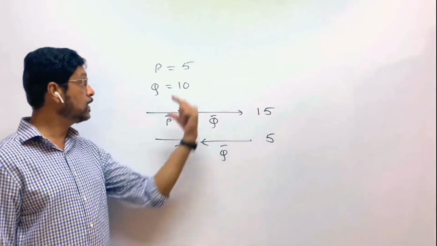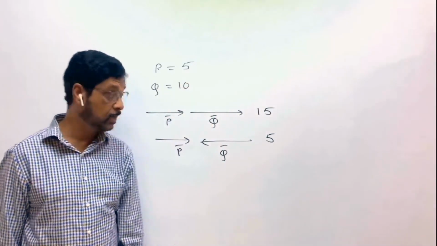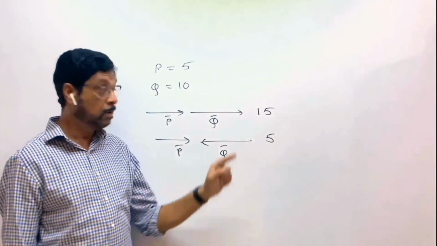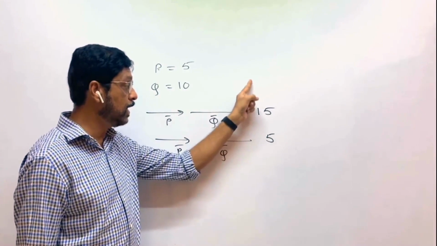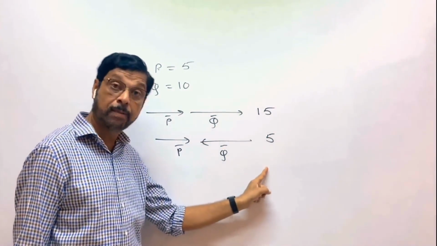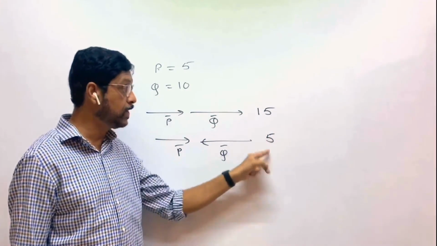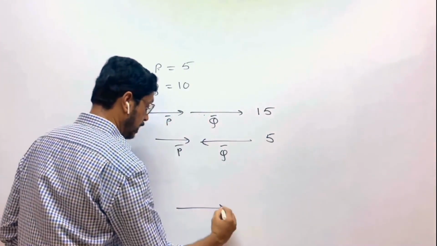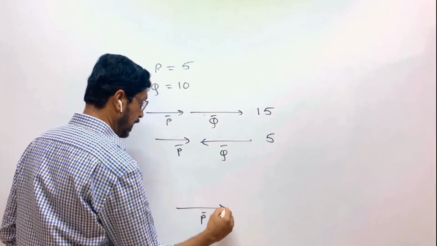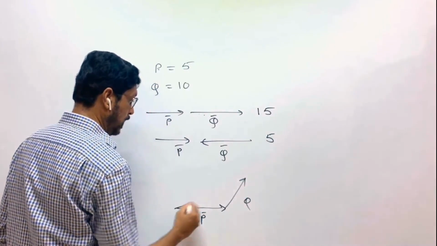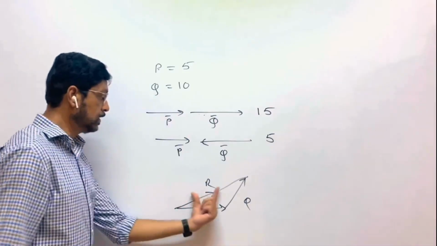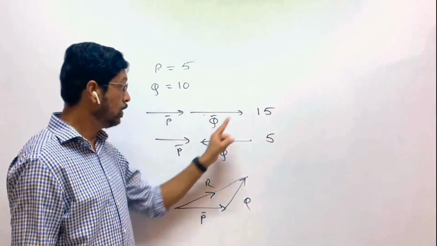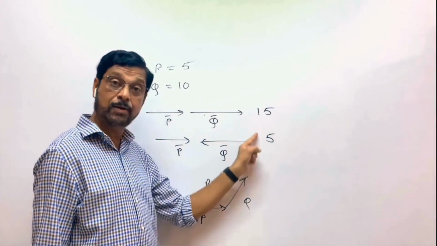Means the resultant of these two vectors can be maximum 15, minimum 5. मतलब रिजल्टेंट 15 से ज्यादा नहीं हो सकता और 5 से कम नहीं हो सकता. 5 और 15 के बीच में रहेगा. अगर ये सेम या अपोजिट डायरेक्शन में नहीं है, सपोज ये है P, ये है सपोज Q, तो ये रहेगा रिजल्टेंट R. ये रिजल्टेंट R 5 और 15 के बीच में रहेगा. So the resultant should be between 5 and 15.